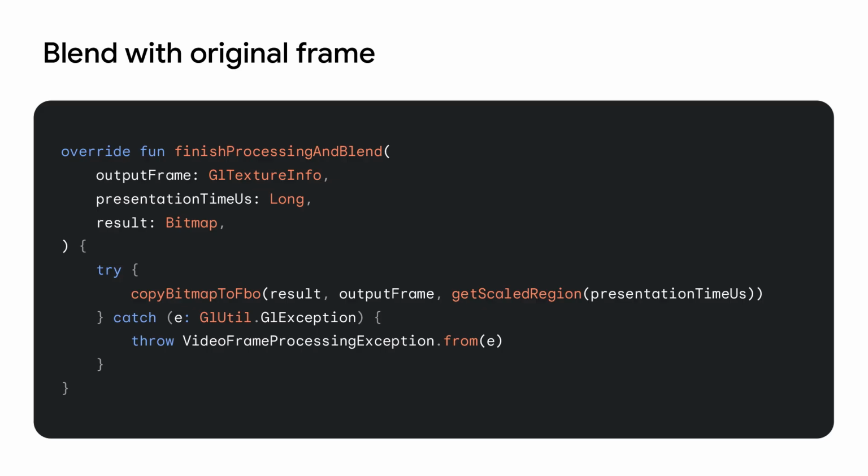After the asynchronous style transfer processing is complete and the effects pipeline is ready to render the frame, the finishProcessingAndBlend method is called. And with that, we have explored the power of Media3 custom effects and how we can combine it with tools like LiteRT to create powerful video effects.